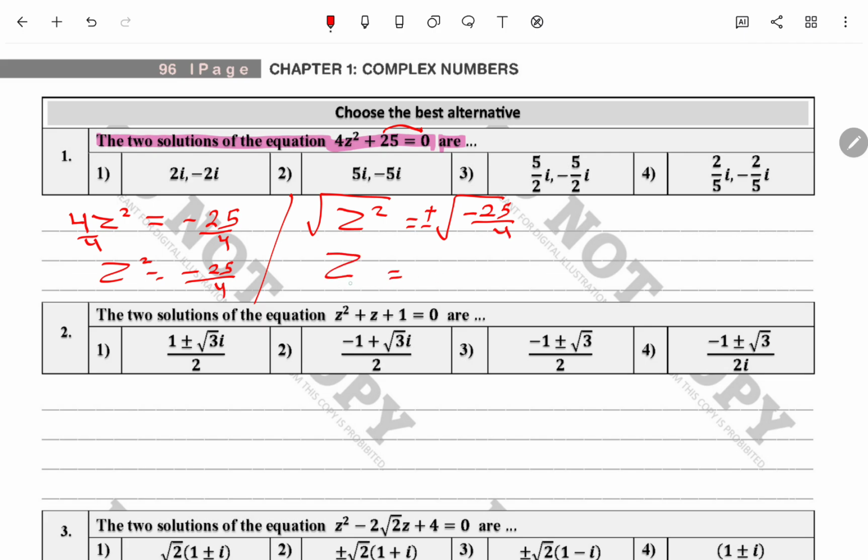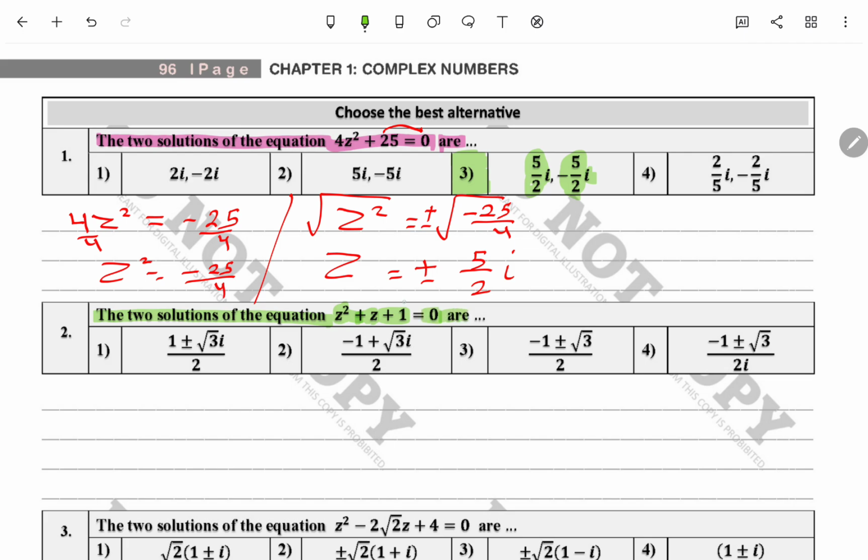You can have z equals plus and minus 5 over 2i, which is the third choice, including 5 over 2i and negative 5 over 2i. In question 2, the question asks you to find the two solutions of the equation z squared plus z plus 1 equals 0.